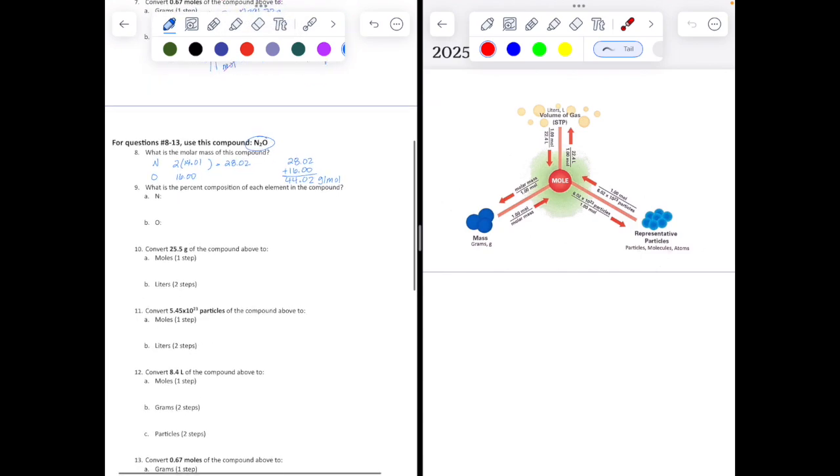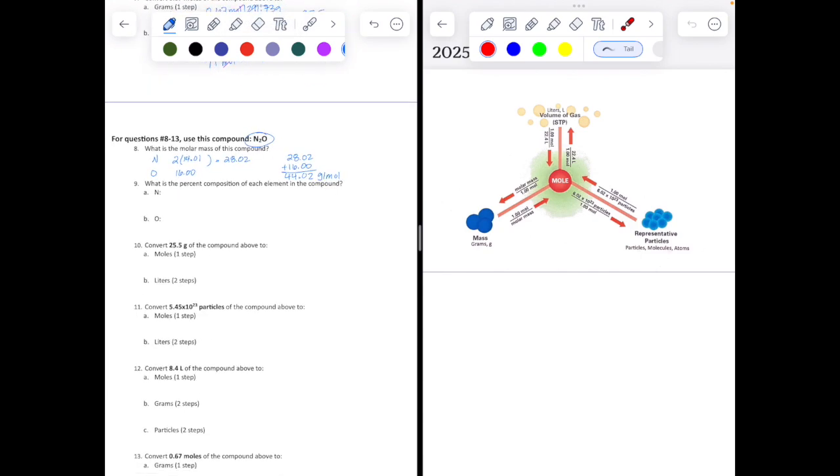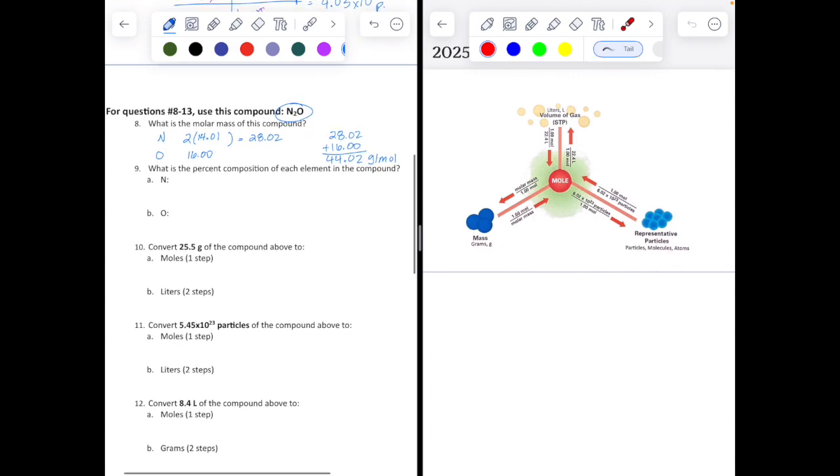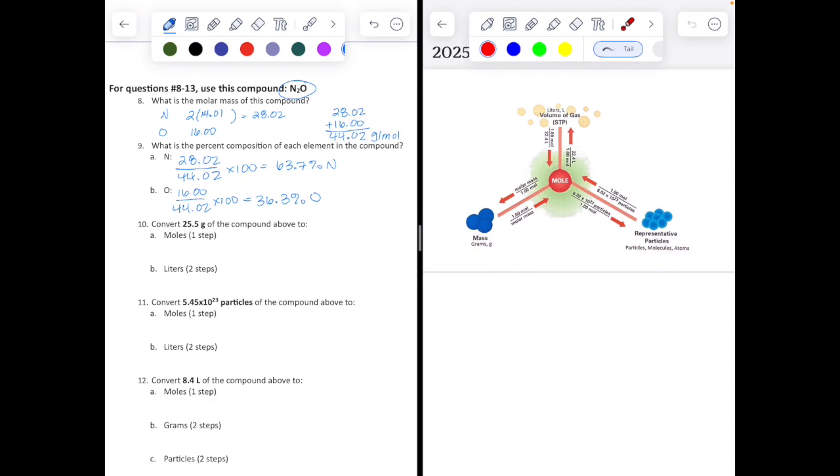Okay, and then the next question is, what is the percent composition of each element in the compound? When we're talking about percent composition, we're talking about the percent by mass. So nitrogen, remember that there were 2 nitrogens. So it's going to be 63.7%. That's how much nitrogen is in the compound by mass. And then oxygen is going to be 36.3% oxygen.